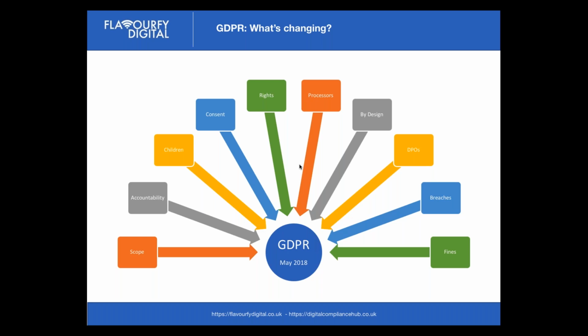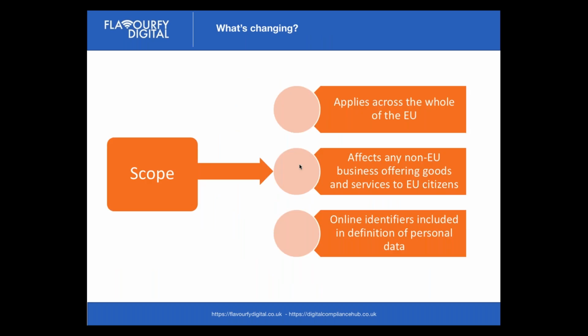And I'm going to run through all of these. So that fan slide there represents the 10 key areas that I'm going to go through. So let's get going with scope.